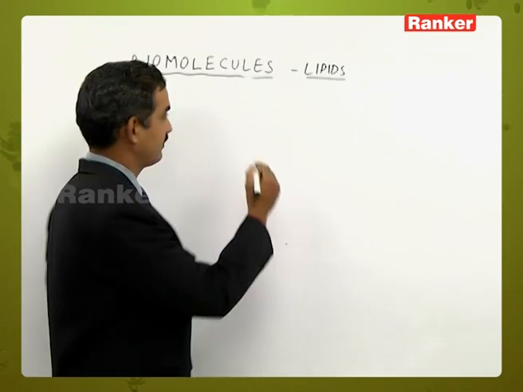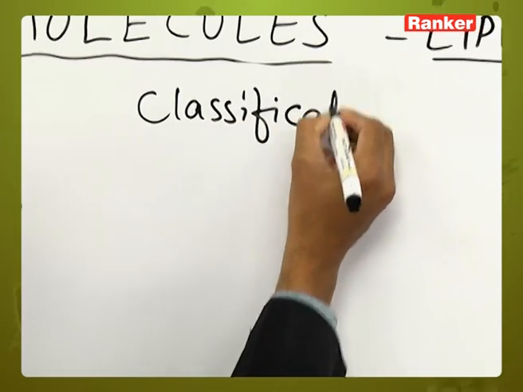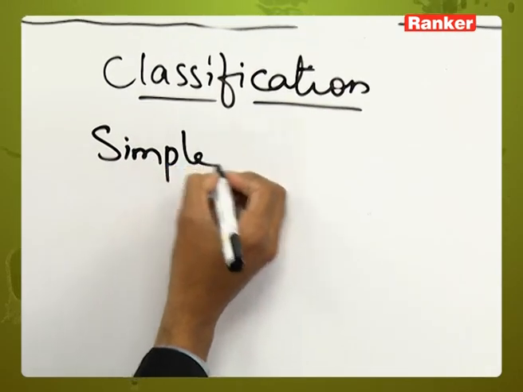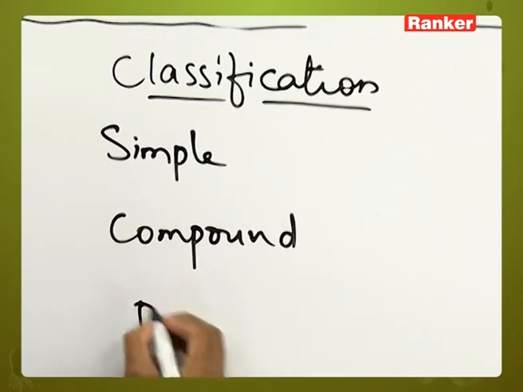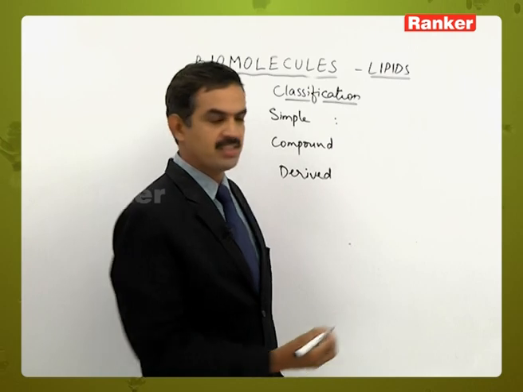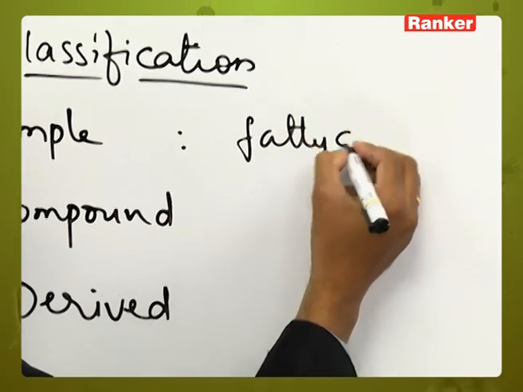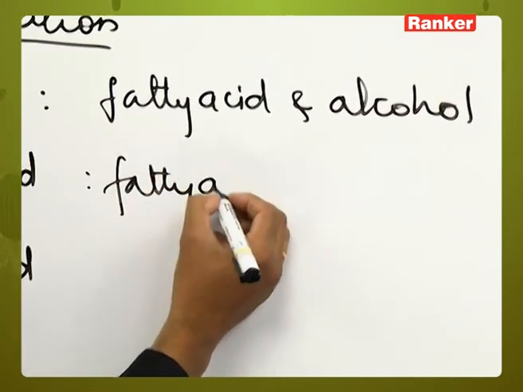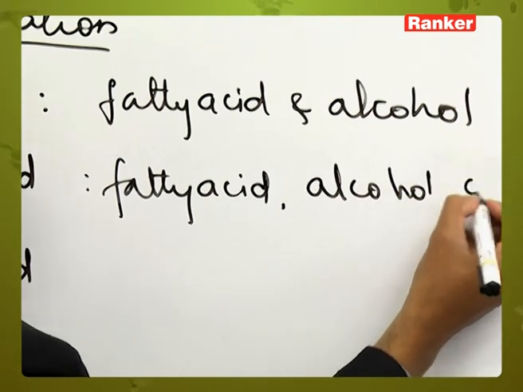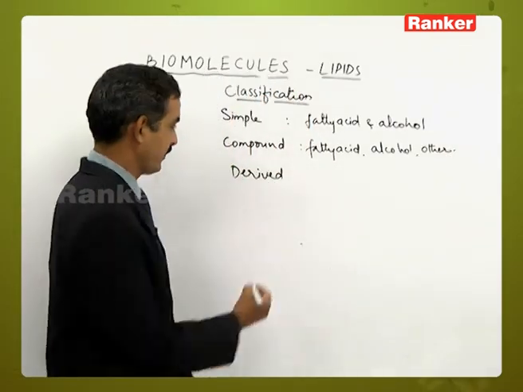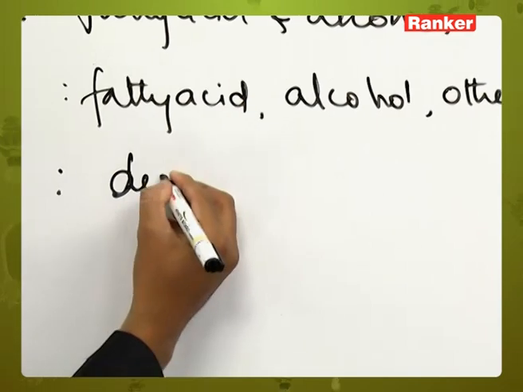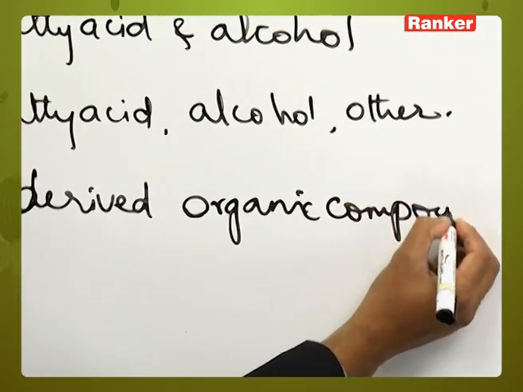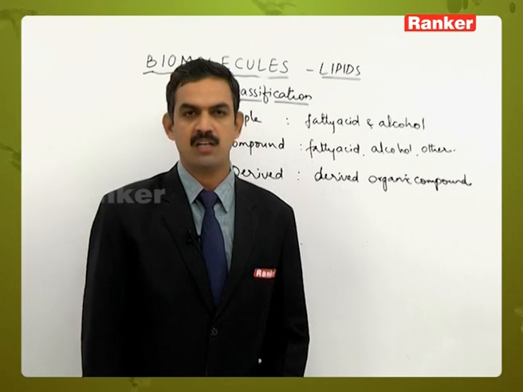Then the classification of fats. The fats are categorized into simple fats, compound or conjugated ones, and derived. Simple fats are the ones which contain fatty acid and alcohol, whereas compound fats contain fatty acid, alcohol, and other organic compounds in them, whereas derived fats contain derivatives, other types of derived organic compounds. So this type of division can be seen in the classification of the fats.